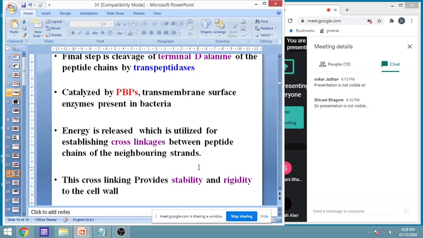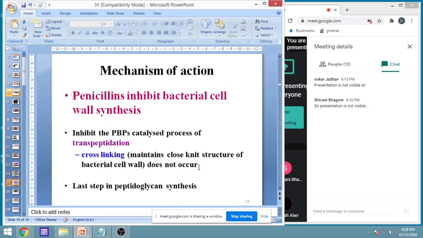They are there with the transmembrane surface, and there are some enzymes also present, what we call penicillinase or beta-lactamase. The energy is released, which is utilized for establishing cross-linkage between peptide chains of the neighboring strands, and this cross-linking provides stability and rigidity to the cell wall. This is the natural activity.